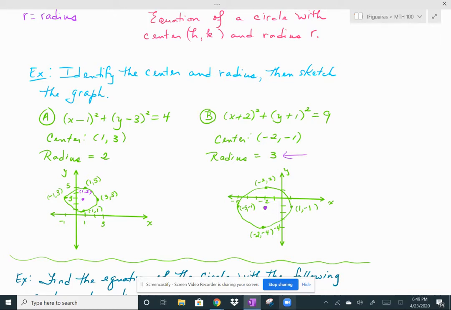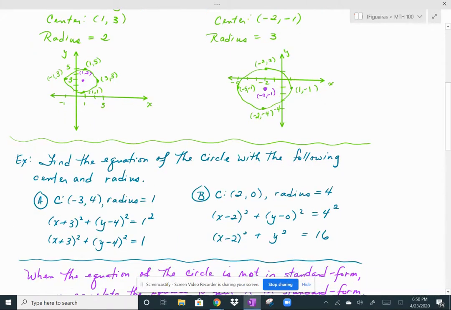So remember, this is the point negative 2, negative 1. So this time you're going in a vertical direction. You go up 3 units from here, and that leaves us at negative 2, positive 2. And then you go down 3 units, and you get the point below at negative 2, negative 4. Then again, do your best to connect the 4 points on the outside to create your circle.